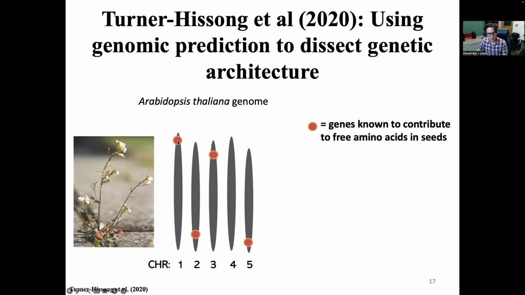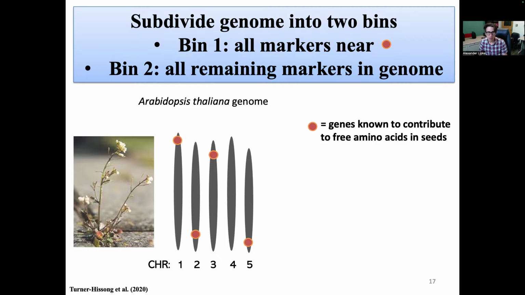So here's a picture of Arabidopsis. Here's a mock-up of the 5 chromosomes in Arabidopsis. And let's pretend that these orange dots correspond to genes that have been known to contribute to free amino acids in previous studies. So what we'll do is this. We have a genome-wide set of markers. We'll subdivide them into two different categories, or two different bins, if you will. Bin 1 contains all markers near these orange dots, near these genes known to contribute to free amino acids. And then bin 2 is all remaining markers throughout the genome.